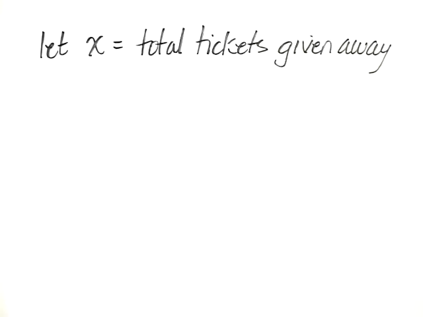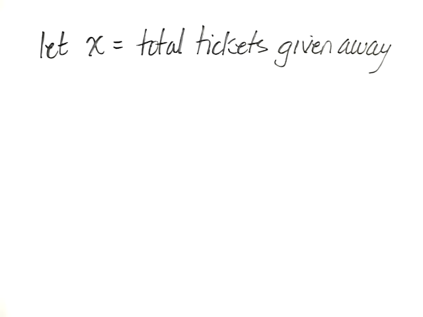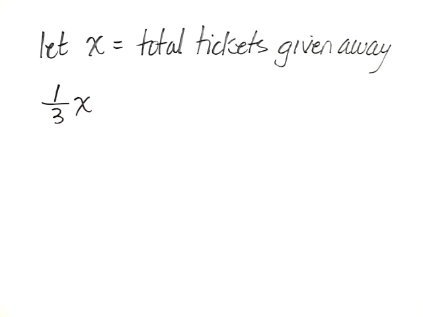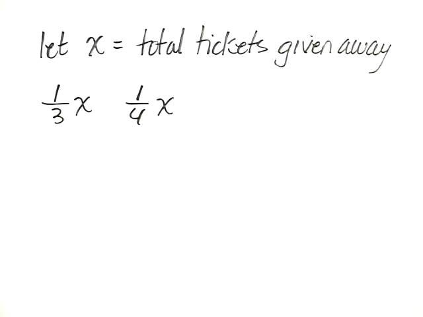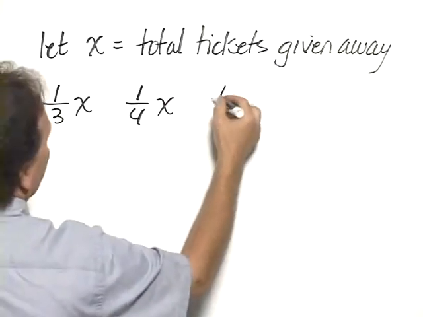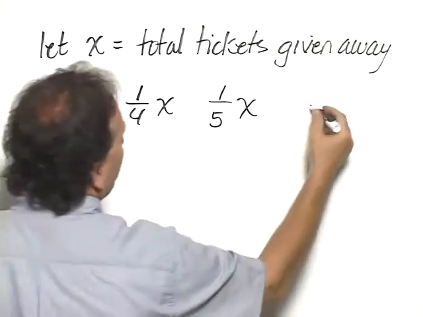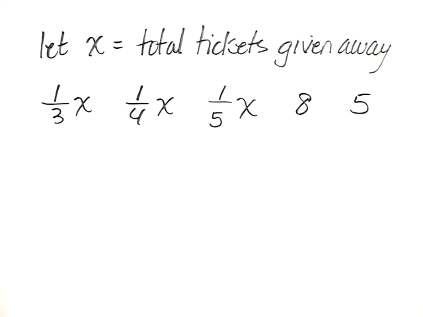So we start the problem with the familiarize step, and that is we will let x equal the total number of tickets given away. And then we can say that the first person received 1/3 x of the tickets. The second person received 1/4 of the tickets. The third person received 1/5 of the tickets. Then the fourth person received 8, and the 5th person received 5. So there's how many tickets each of the 5 received.